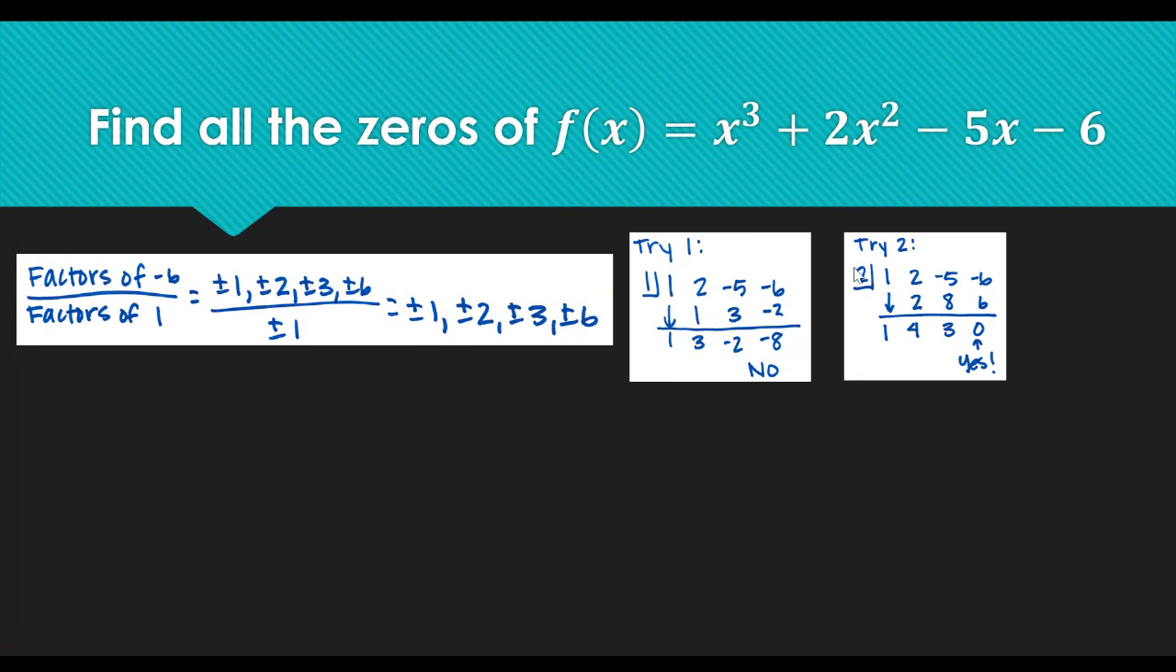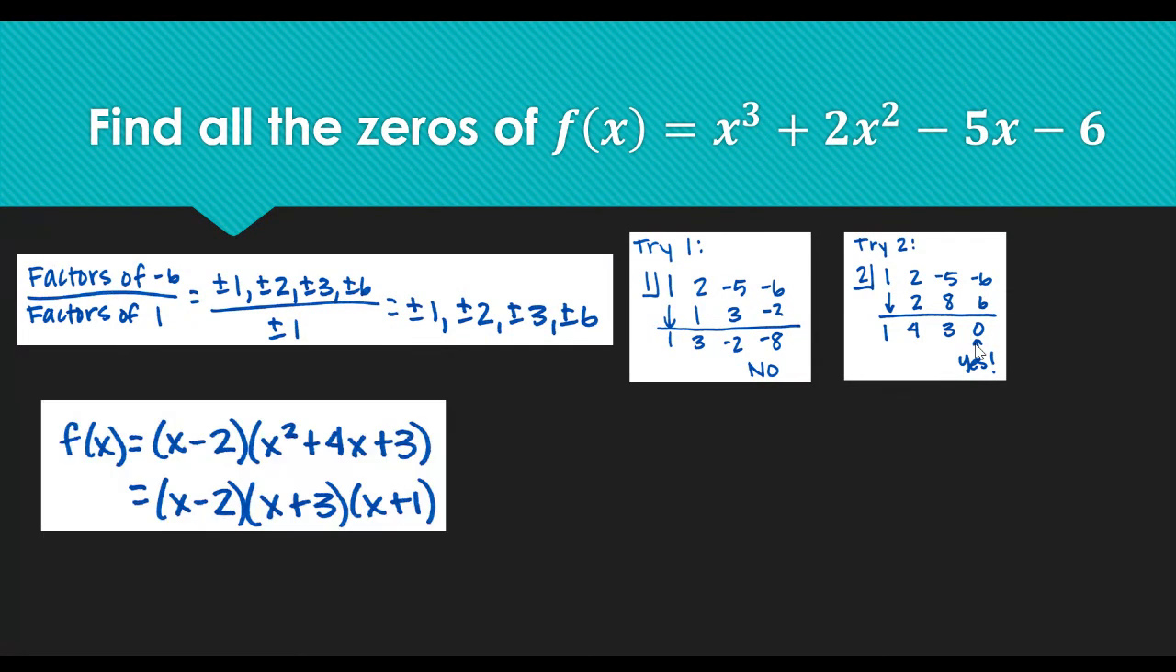1 times 2 is 2. 4 times 2 is 8. 3 times 2 is 6. I get a remainder of 0. Perfect. So what does that mean? That means that I've got 2 I know works. That means x minus 2 is a factor.